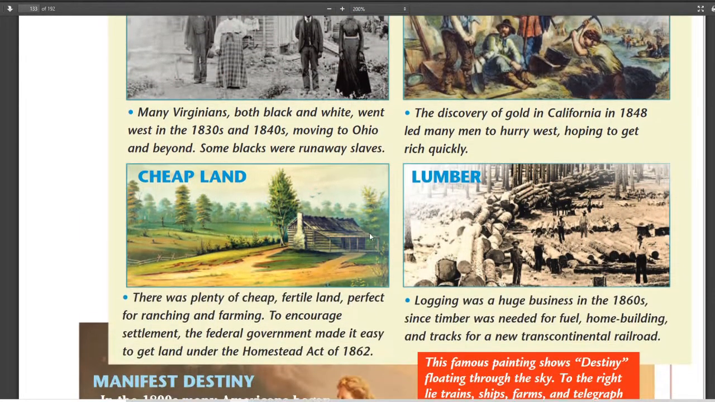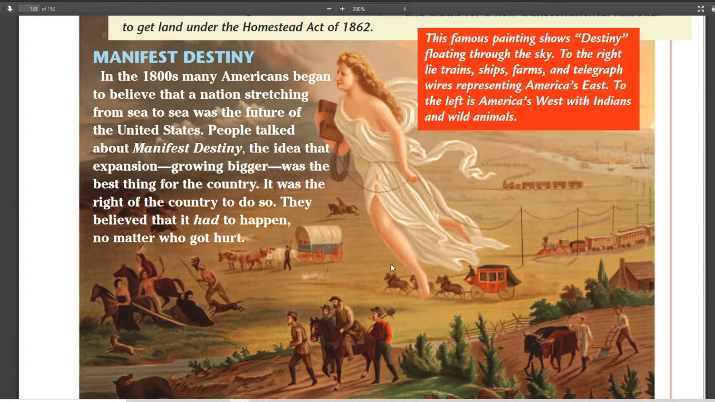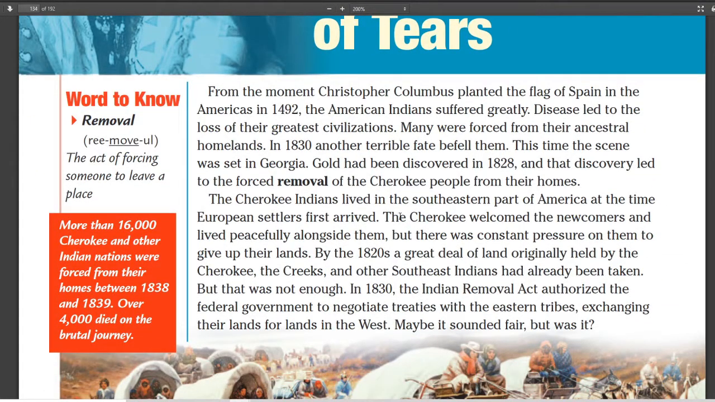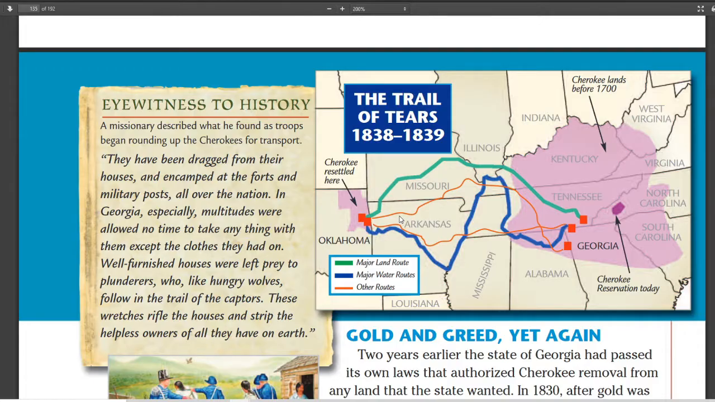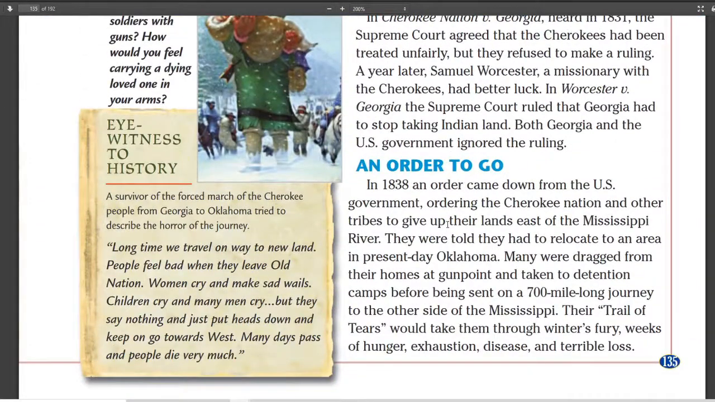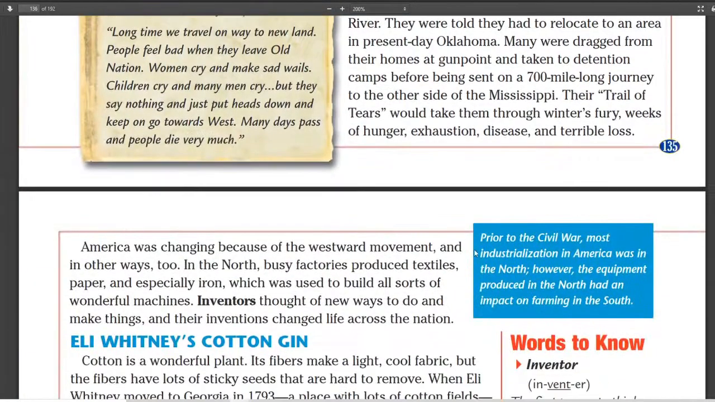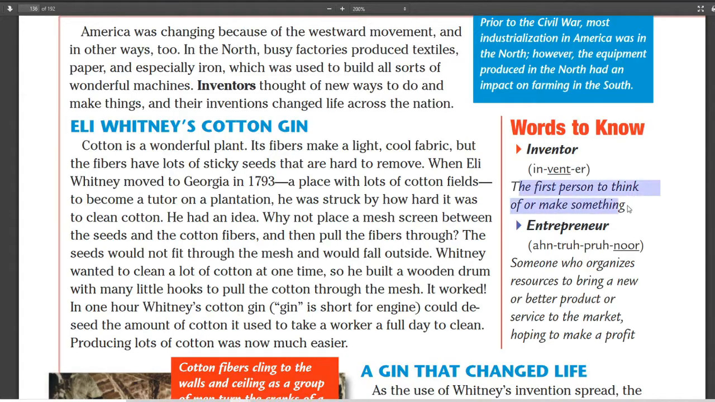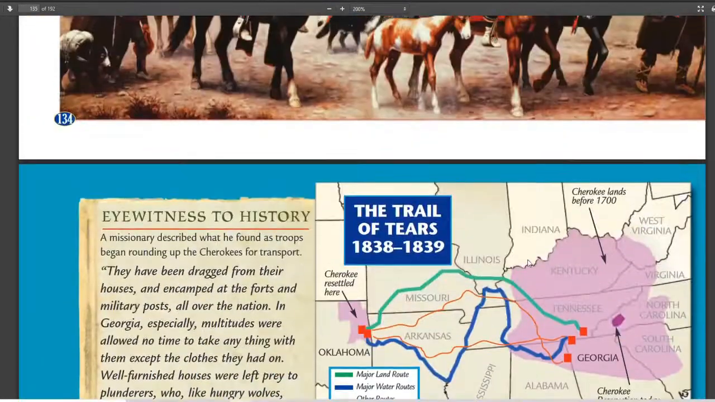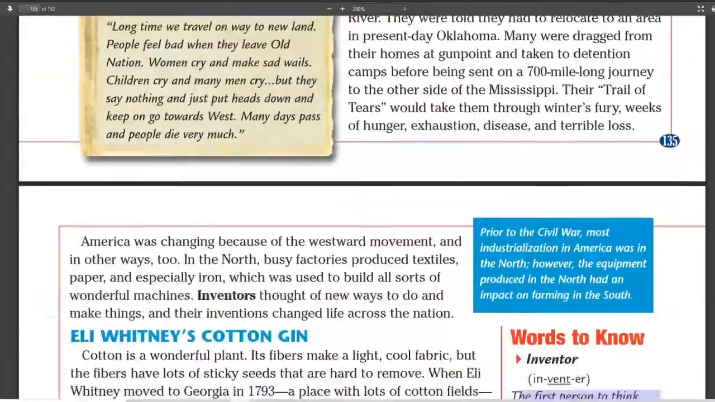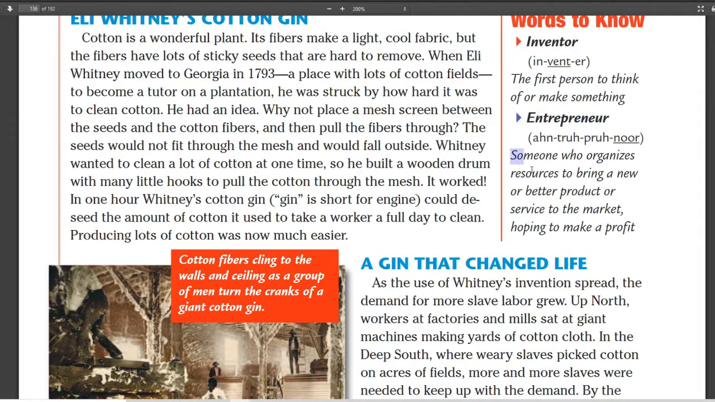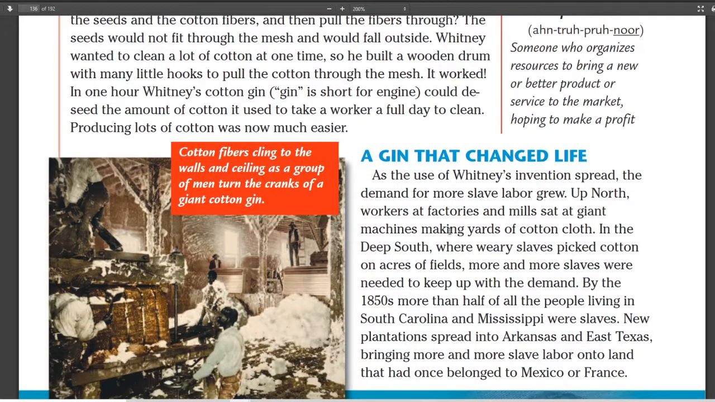People went there for freedom, gold rush, cheap land, lumber, and as we'll see in just a second, not everybody was happy about this. The Indians were forced, Trail of Tears, where Cherokee Indians were forced to move to Oklahoma. They had the Indian Removal Act, which said that the U.S. government can make a treaty with American Indians to exchange land. Inventor, first person to think or make of something. Entrepreneur, someone who organizes resources to bring a new or better product or service to the market, hoping to make a profit.